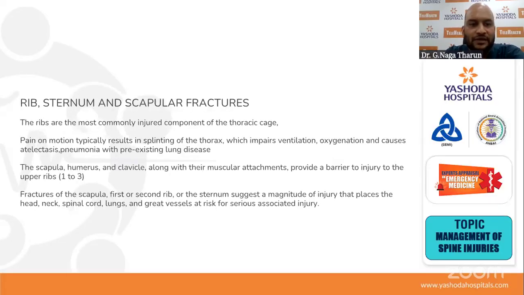Coming to rib, sternum, and scapular fractures: the ribs are the most commonly injured component of the thoracic cage. Pain on motion typically results in splinting of the thorax, which impairs ventilation and oxygenation and causes atelectasis and pneumonia in patients with pre-existing lung disease. The scapula, humerus, and clavicle, along with their muscular attachments, provide a barrier to injuries of the upper ribs, like 1, 2, 3. Fractures of the scapula, first or second rib, or the sternum suggest a magnitude of injury that places the head, neck, spinal cord, lungs, and great vessels at risk for serious associated injuries.